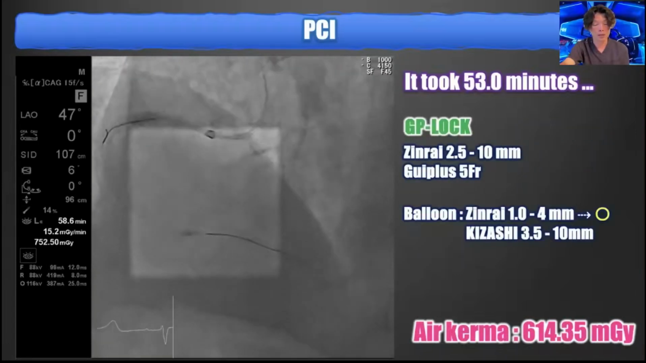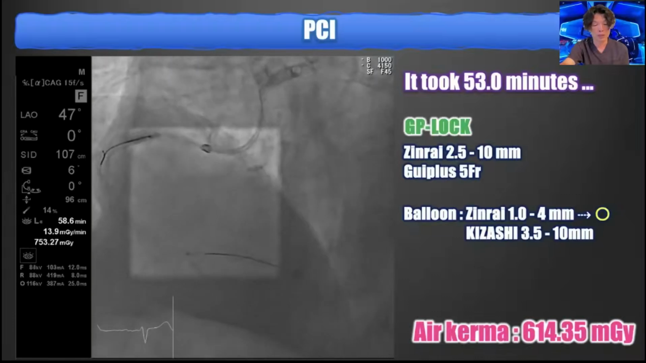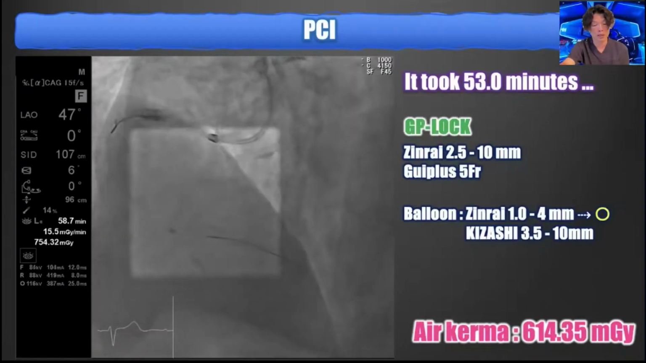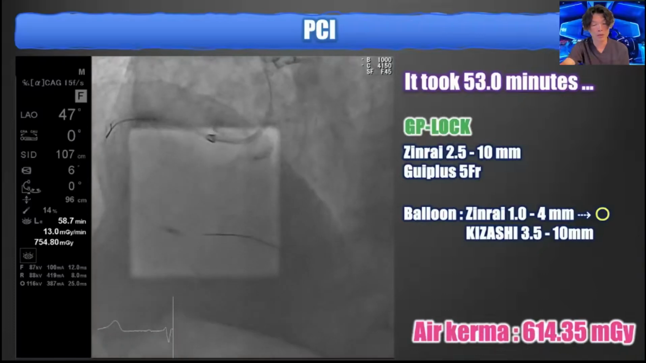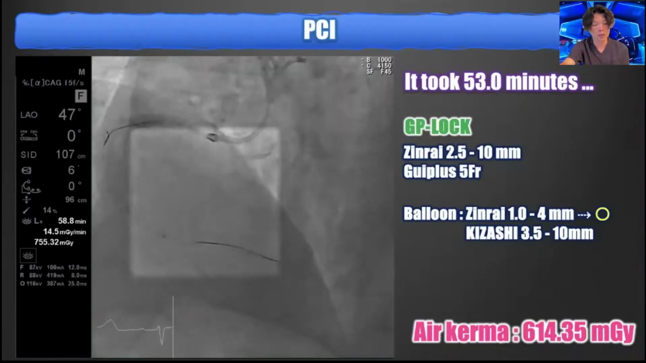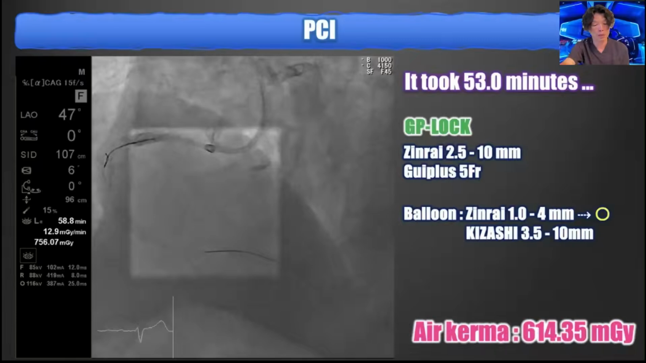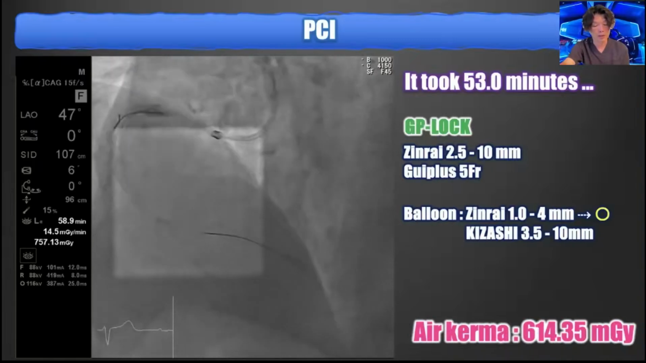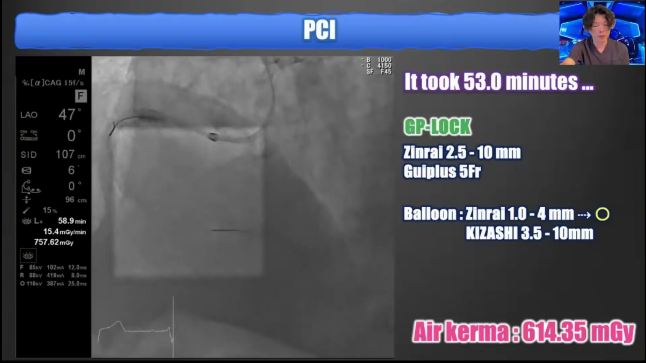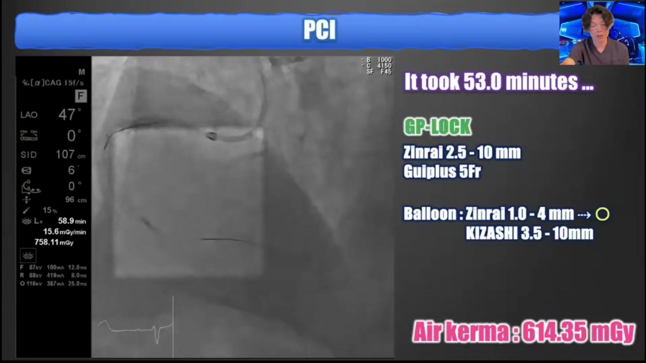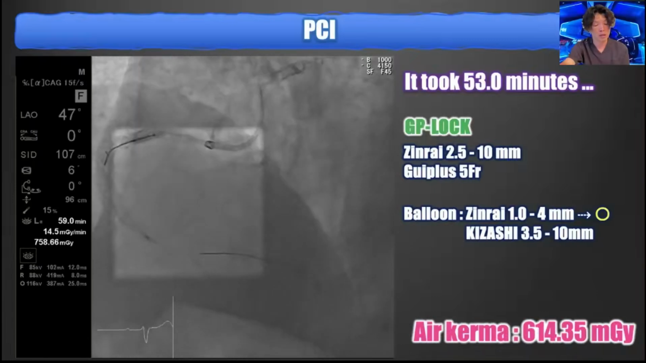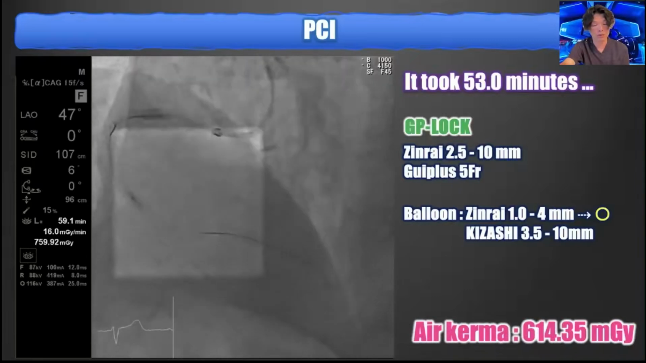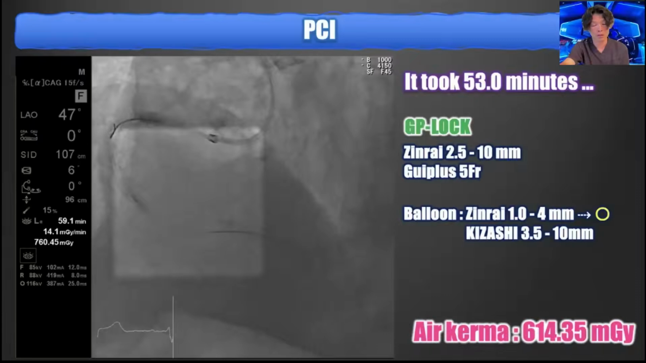Following this, the 1.0 mm balloon successfully crossed the region, allowing us to perform plain old balloon angioplasty with a Zenrai 1.0 mm balloon, followed by a Kiwami 3.5 10 mm balloon. The fluoroscopy time at this stage was 53.0 minutes with a radiation dose of 614.35 milligray.